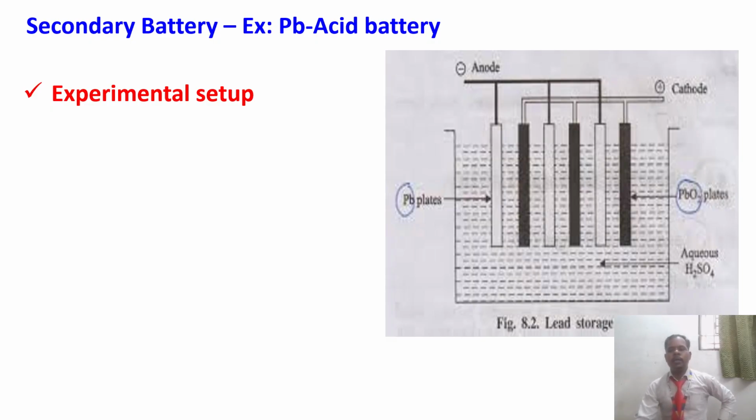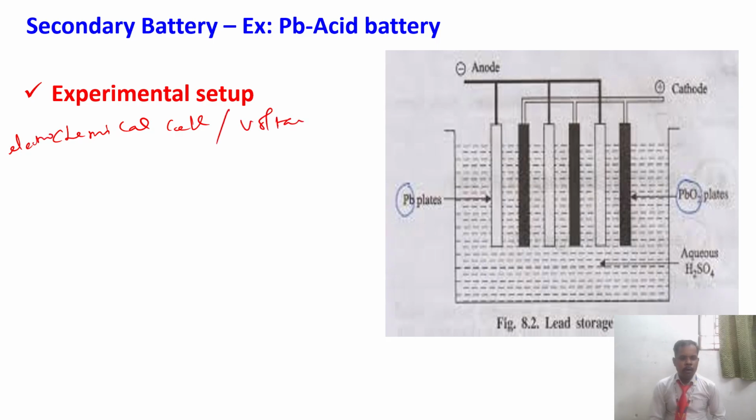Best example, the lead acid battery, or otherwise lead accumulator or lead storage cell, which are other names. The lead storage cell is a secondary battery which can operate both as a voltaic cell as well as an electrolytic cell. A voltaic cell is nothing but an electrochemical cell. So voltaic cell or electrochemical cell. One more thing, electrolytic cell.